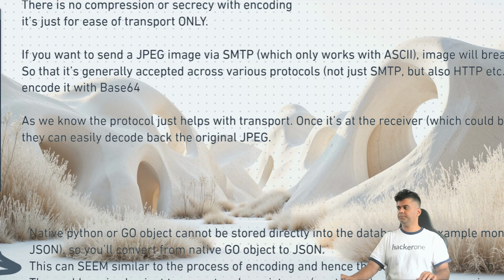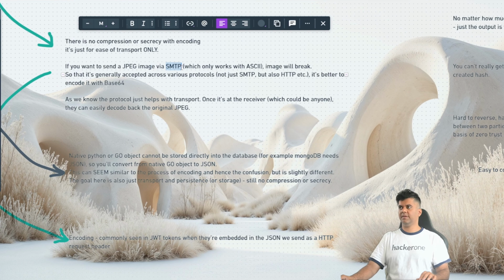So let's say you want to send a JPEG image via SMTP, okay? Now, SMTP is for emailing. It's an email protocol, but it only works with ASCII, so our JPEG image will actually break. Now, we want our JPEG image to be generally accepted across various protocols, not just SMTP, but let's say even with HTTP, even with FTP. We want it to be compatible with all the protocols. So it's better to just encode it with base64 and then it becomes easy to transport, right? JPEG image into base64 encoded, that's much easier to transport.